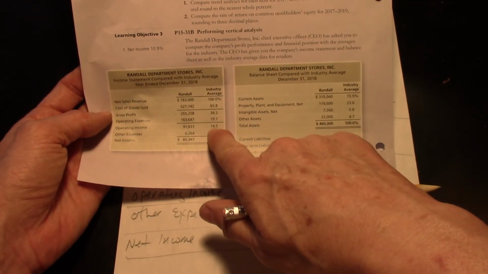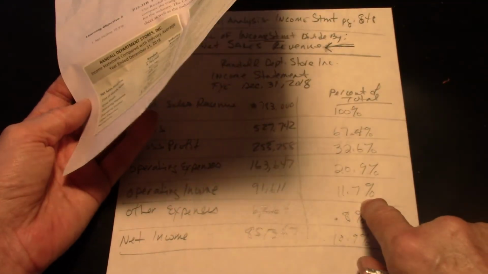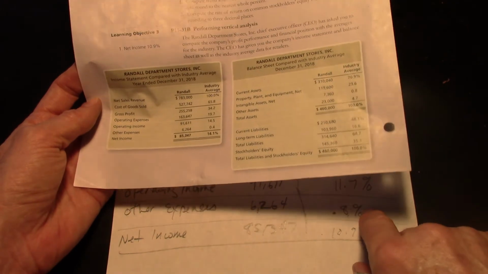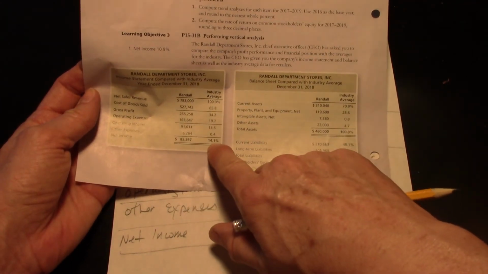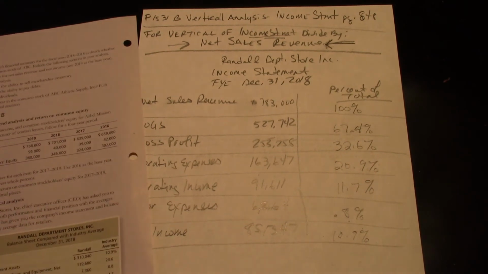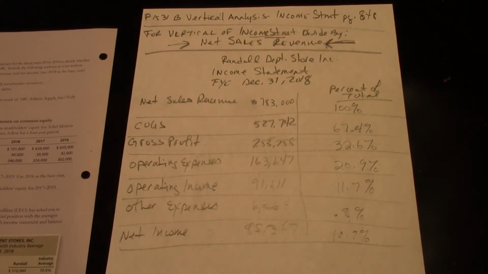Operating income is 14.5% of sales revenue. Ours is 11.7. So income's a little lower. We'd like it to be higher. Other expenses, 0.4. Ours is 0.8. Again, a little higher. Net income, 14.1% of sales revenue. Ours is 10.9% of sales revenue. So we're a little under the industry average.